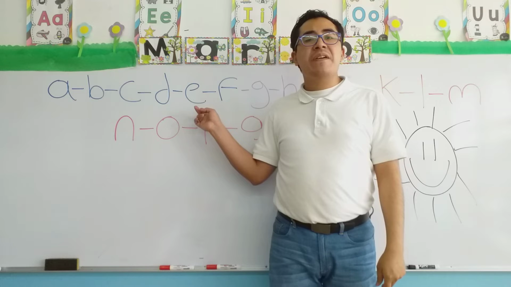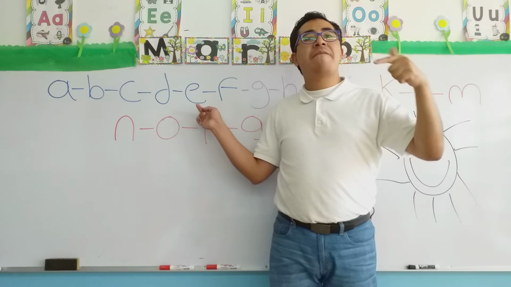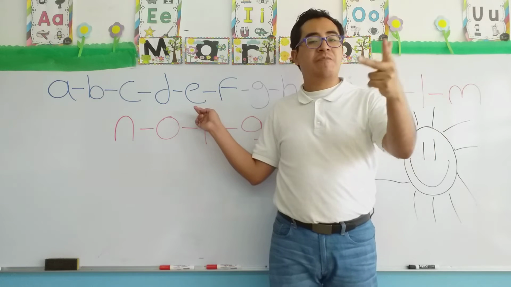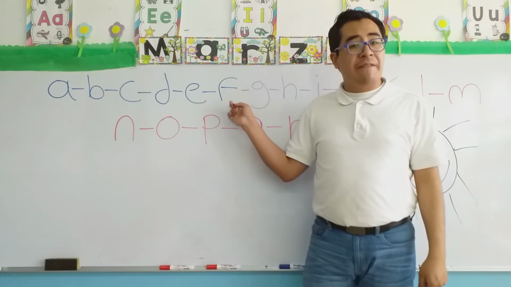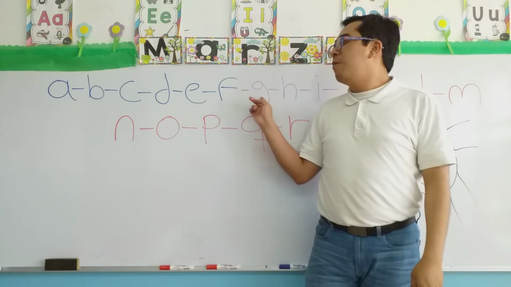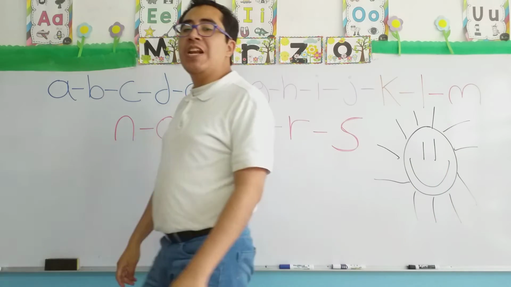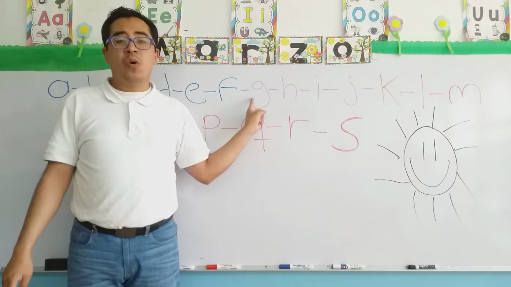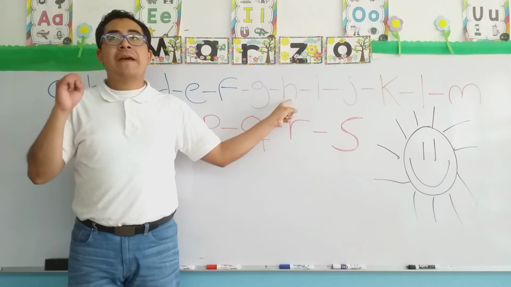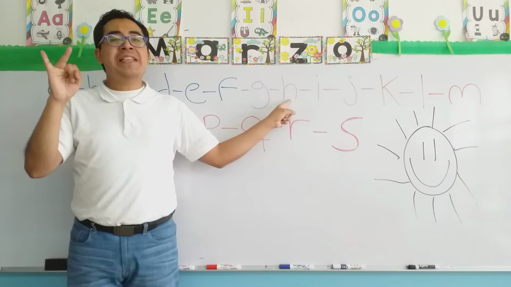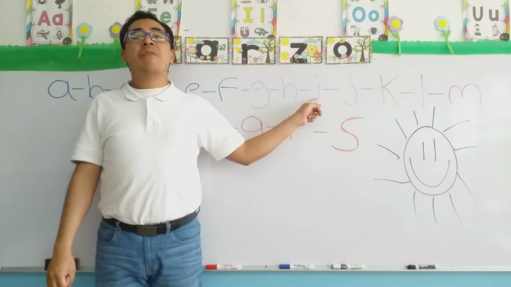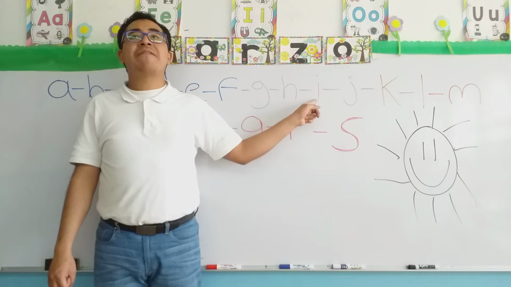For letter E, we have Enrique, we have Emiliano, we have Elsa, like the princess from the movie Frozen. With letter F, we have Frida, we have Fernando. For letter G, we have Geraldine, we have Gerardo, we have Guillermo. For letter H, we have Hugo, we have Hilda, we have Hannah. For letter I, we have Ivan, we have Irma.